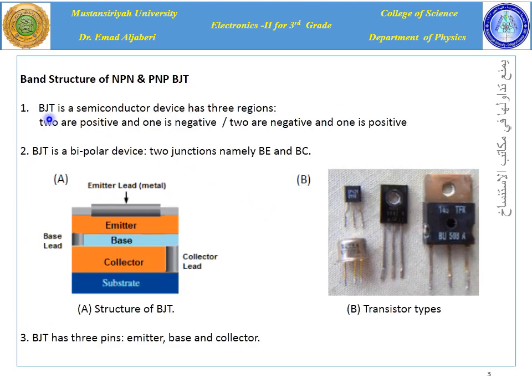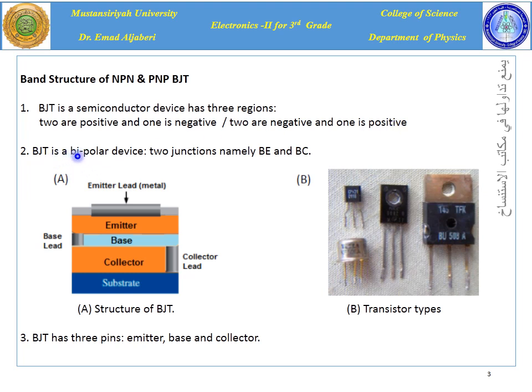BJT can be defined as semiconductor device that has three different regions. Two are positive semiconductor types and one is negative, or two are negative semiconductor types and one is positive. The BJT is usually called bipolar junction device because it has two different junctions.